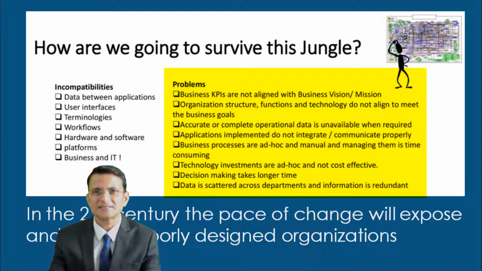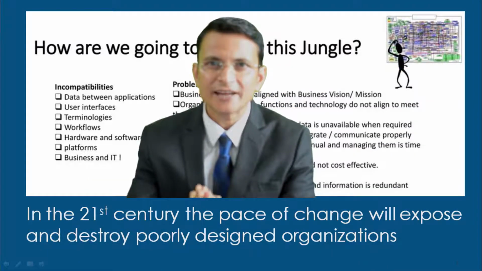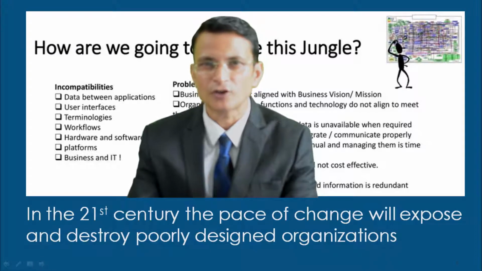Data is scattered across different platforms. The data is scattered across different departments, different platforms, and the data is redundant. Do you think these are the problems? Yes, these are the problems. In the 21st century, the poorly designed organization will go for a toss.